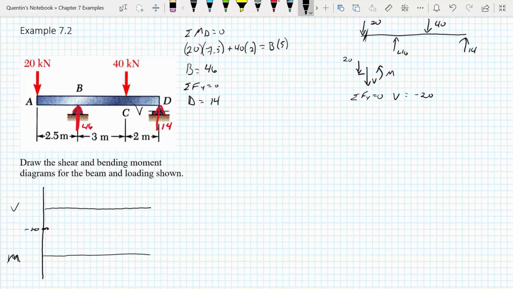And what about the moment? If I take the sum of moments at point A, remember this is point A right there, equals 0. If I'm super, super close to this, then my lever arm is basically 0. So my moment is roughly 0. So I'm going to be starting there. Okay, so that was taking it right here, right? Let's take it a little further into it. We have 2.5, so let's take it at 1 away.